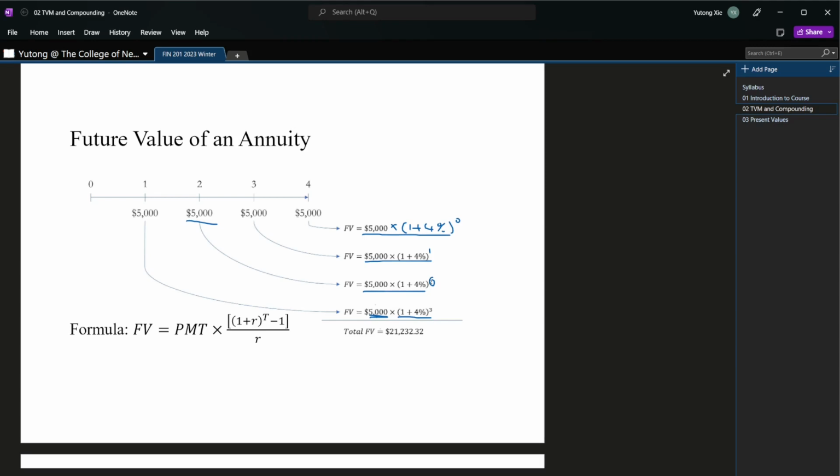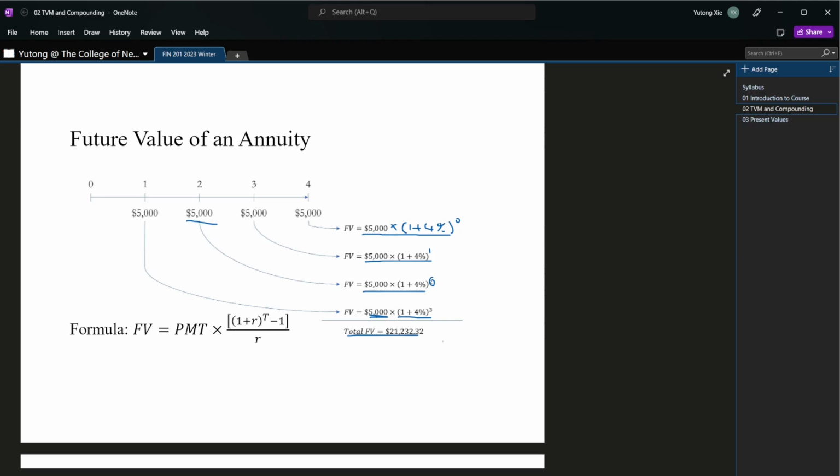So the total future value is 21,232.32. So that is more than the summation of these 4 $5,000 payments, right? So the additional amount is the interest you earn on the investment.